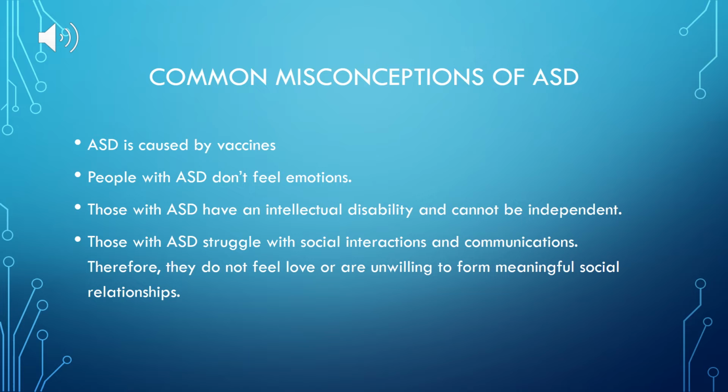Today, we're still not 100% sure as to what causes ASD. However, research has shown that there is a genetic component with over 1,000 markers. Another common misconception is that those with ASD do not have the capability of feeling emotions. That is simply not true. Those with ASD are capable and do feel emotions, but the way they process and interpret those emotions are different from a neurotypical person.